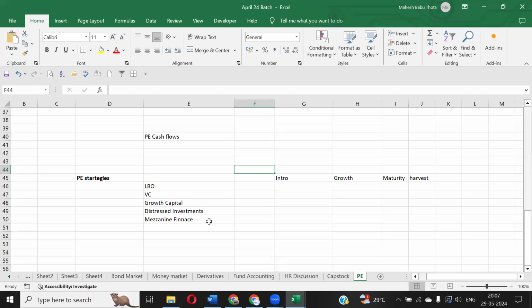If it is not performing well, at least from the debt part, I'll be on the safer side. Maybe the value of the equity part may reduce. But the debt part, I'm on the safer side, right?